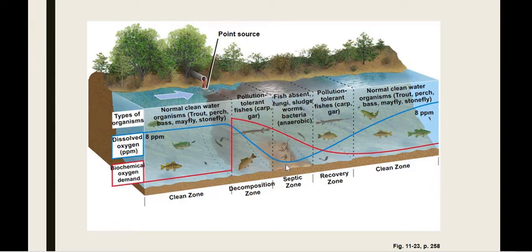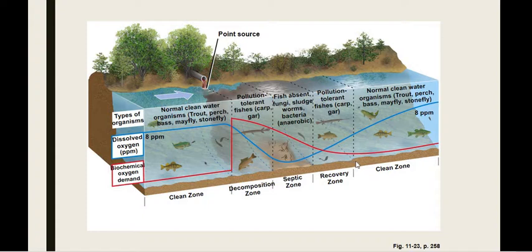It is the worst part of it. Now, as we reach the recovery zone, the dissolved oxygen is going to start to increase. The BOD is going to continue to decrease until it's back to its original zone, our original levels. In this area, we're back to our pollution-tolerant fish. We have carp and gar back.